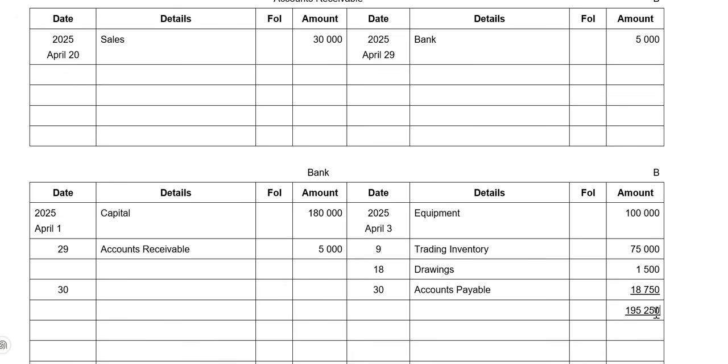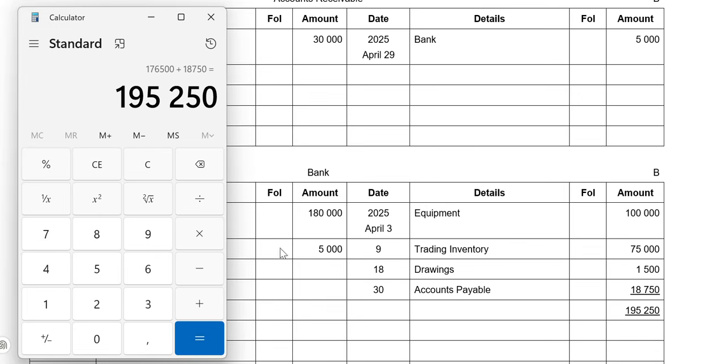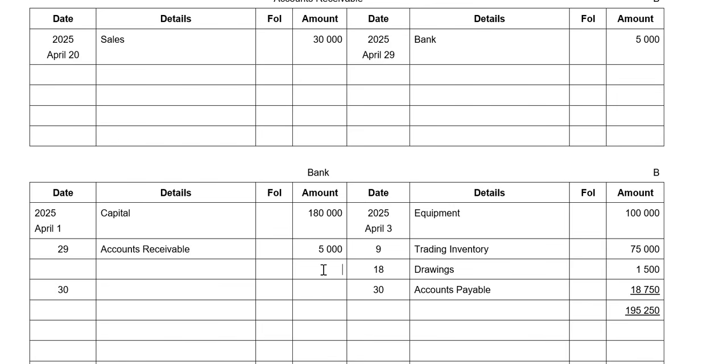And I'm quickly going to find the difference between the credit side and the debit side. So we've got 185,000 on the debit side. 195,250 was the total of the credit side, minus 185,000 equals 10,250. Okay. On the 30th, that is the balance carried down to make the two sides equal.